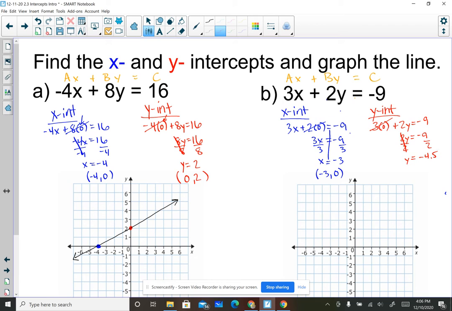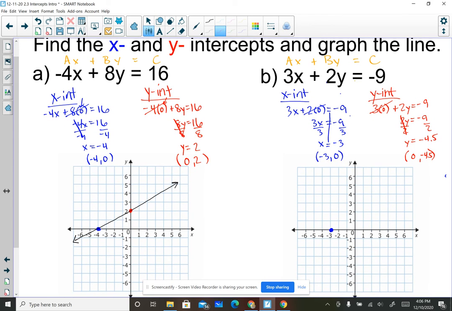negative 4.5. Remember, if you get a decimal, that's okay. You're just going to go halfway. So this is our y value, negative 4.5. Our x value was 0. So again, we can go ahead and graph. Negative 3, 0 is going to be right here for my x-intercept, and my y-intercept is negative 4.5. So I'm going to scoot down a little bit, negative 4.5. If you're doing this on a sheet of paper, I'll show you that in a second.